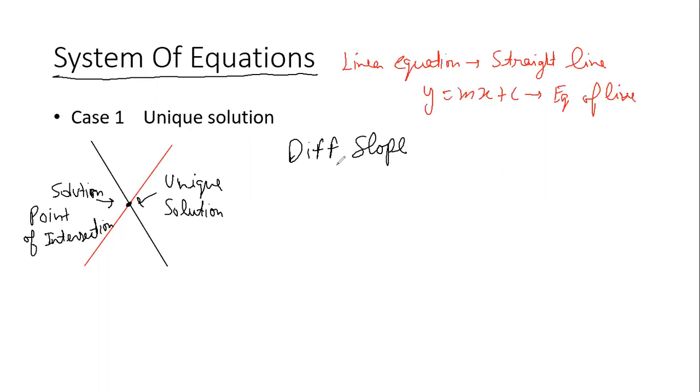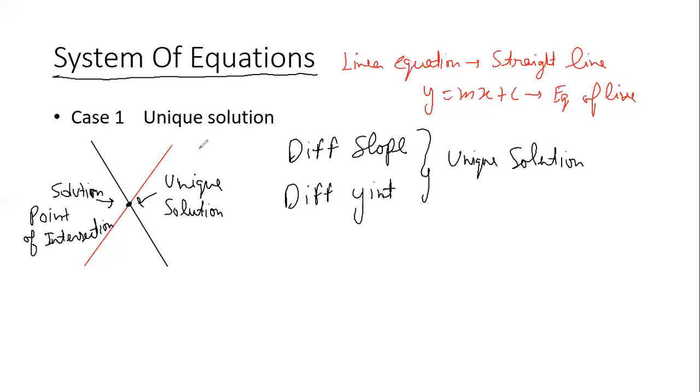So guys, if you have not watched the video on coordinates, first of all, you have to watch it, and then you'll understand what is slope and what is the equation of a line. So different slope, and they will definitely have different y-intercept. So you'll have different slope and different y-intercept if you have a unique solution. That's the condition that you have to remember. Different slope, different y-intercept, you'll always have a unique solution. These lines will intersect at one particular point.